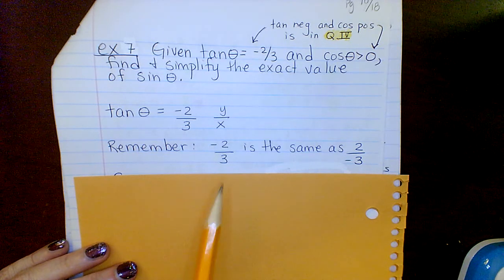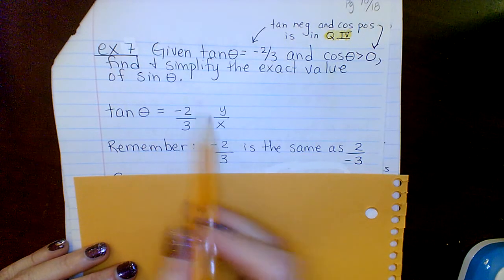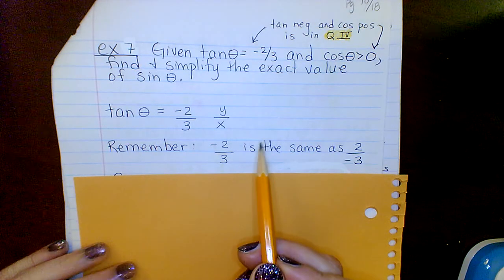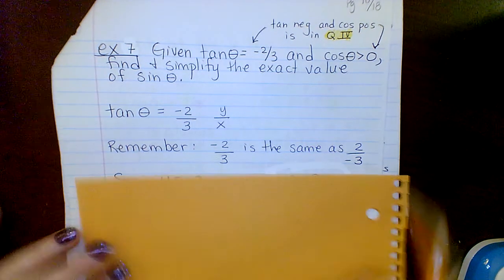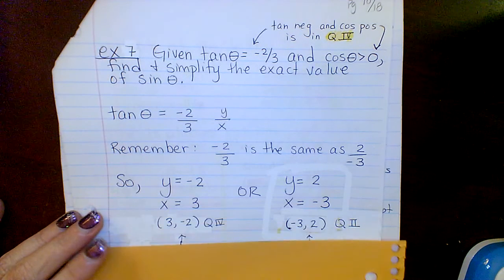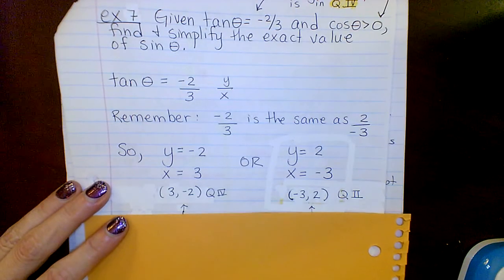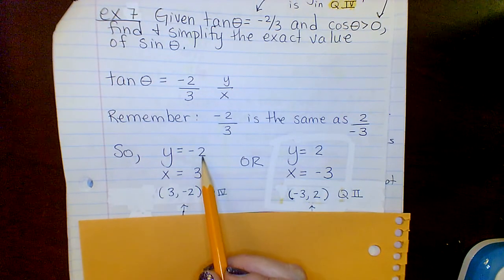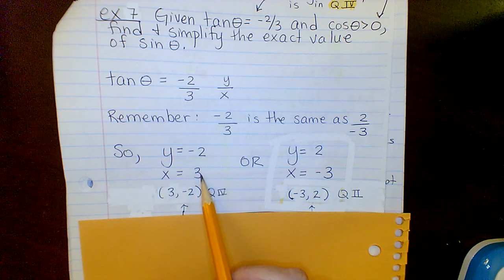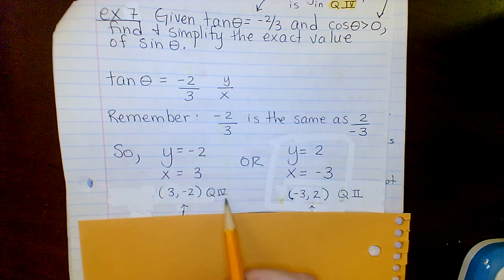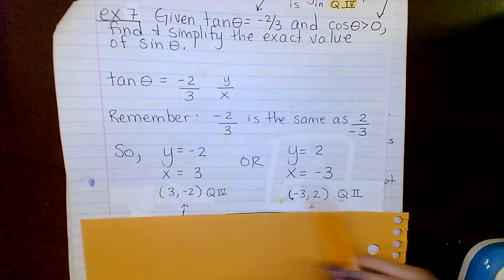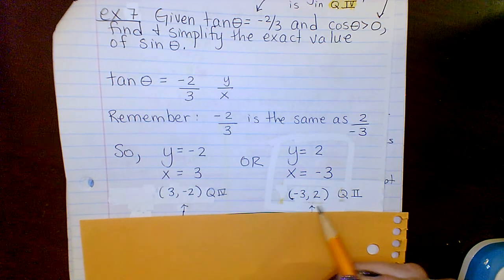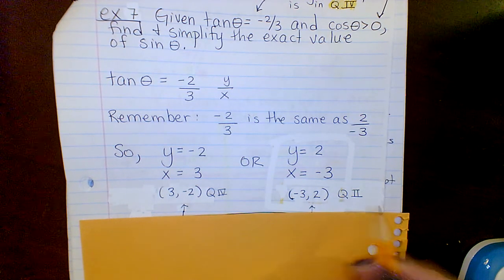So how do I know if negative 2 is your y and 3 is your x, or if 2 is my y and negative 3 is my x? So which one is it? Well, if y is negative 2 and x is 3, I get the point 3, negative 2. That's in quadrant 4. If y is 2 and x is negative 3, I get the point negative 3, 2, which puts me in quadrant 2.